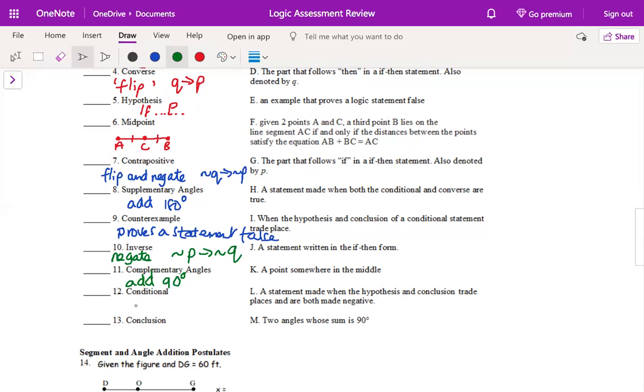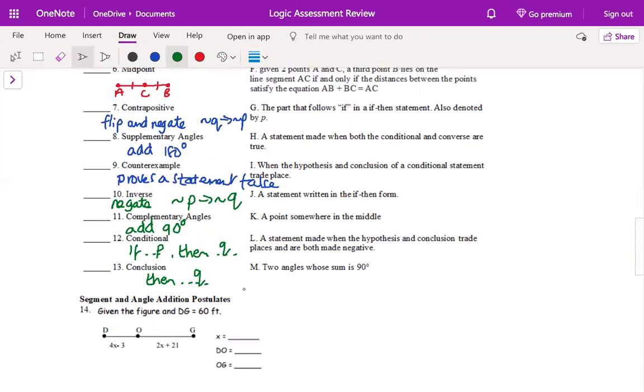Conditional, that is your original statement, a statement that's written in if-then form. Remember, we're going to put P here and our Q here. And finally, our conclusion. Our conclusion is the part that comes after the then part of the statement, also denoted by Q. Okay, so hopefully that's a good reminder of what all of these terms mean.